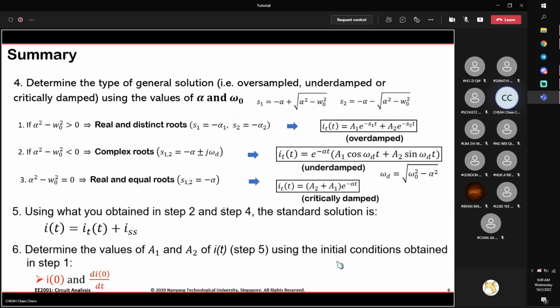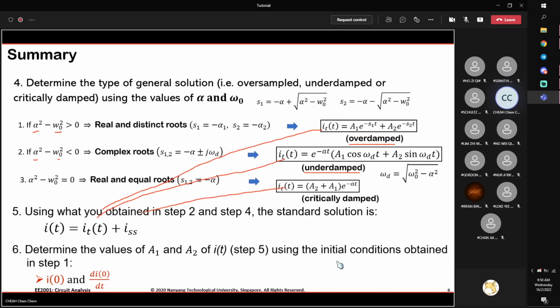And the general solutions, right, will depend on the values of alpha and omega 0, the relative values. If alpha is large as compared to omega 0, then we have overdamped, right? If alpha is small as compared to omega 0, then we have underdamped, because alpha represents damping. Now, if alpha is equal to omega 0, then we have critically damped, right? Just nice.